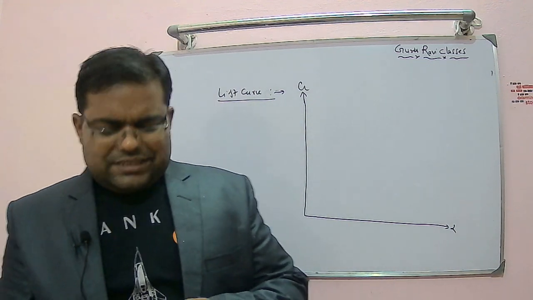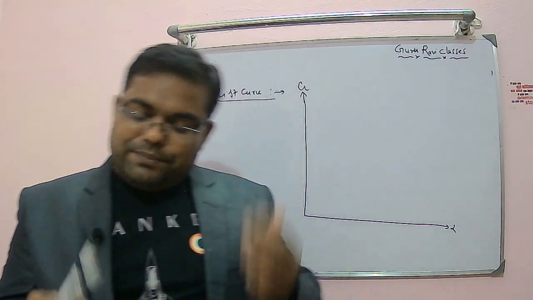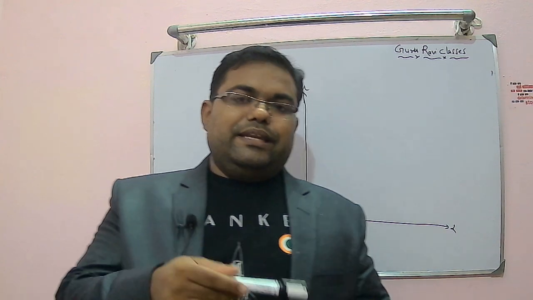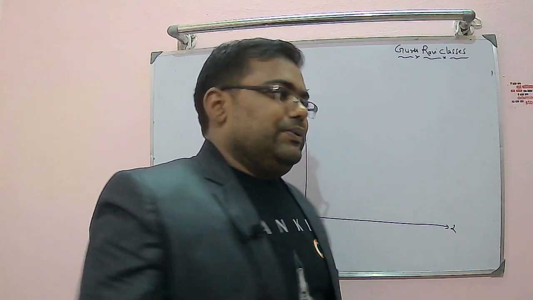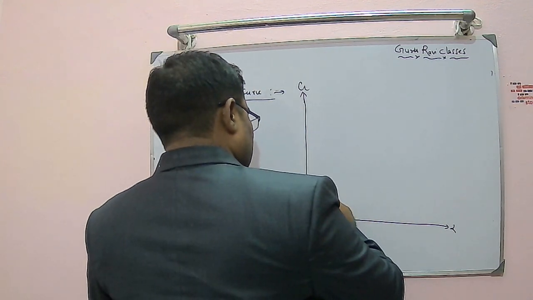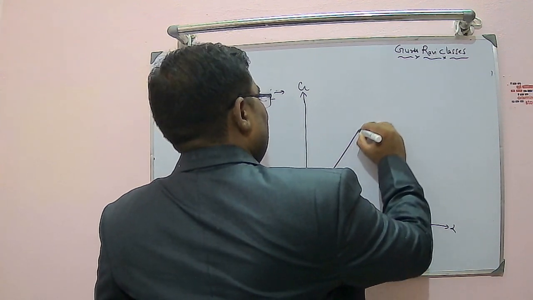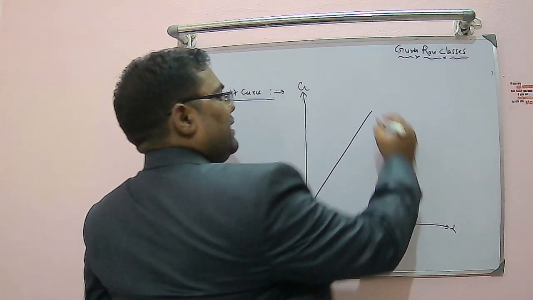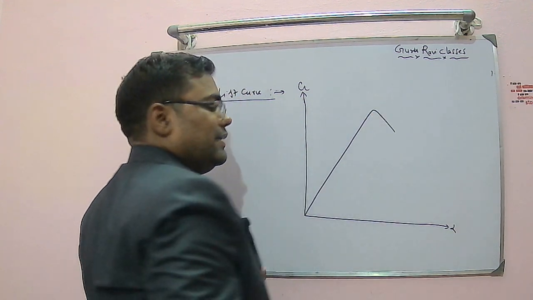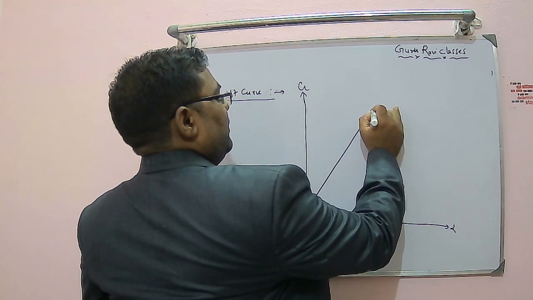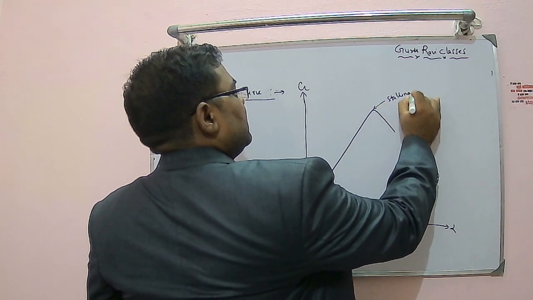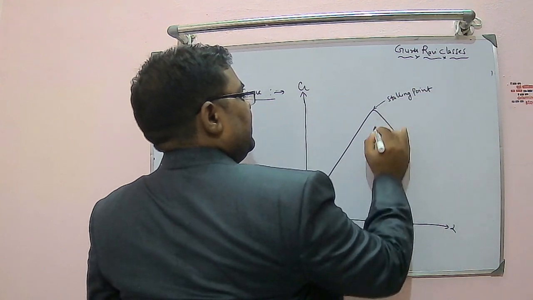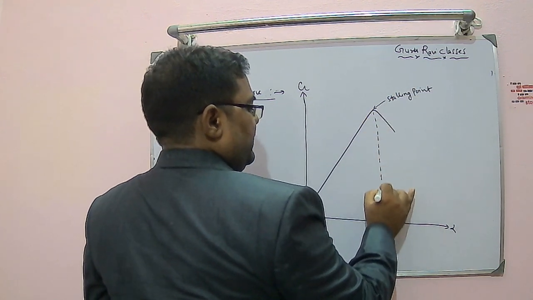If this is a symmetrical airfoil and I keep it at 0 degree angle of attack, it will not generate lift, right? If I increase the angle, CL will increase. It will be something like this. It increases linearly. A point will be reached, and immediately after that there will be stalling. So stalling will be represented like this. This point is known as the stalling point.